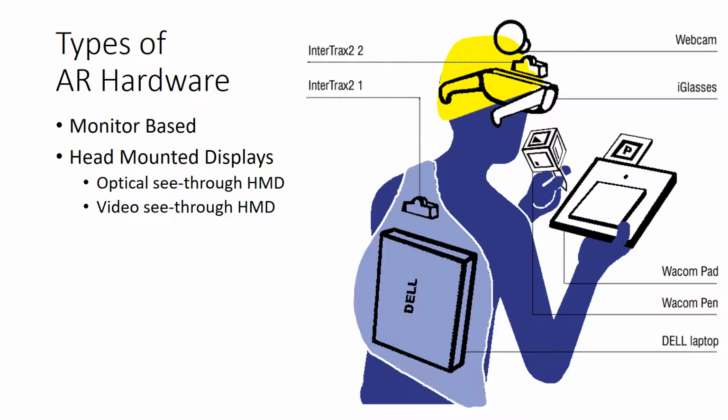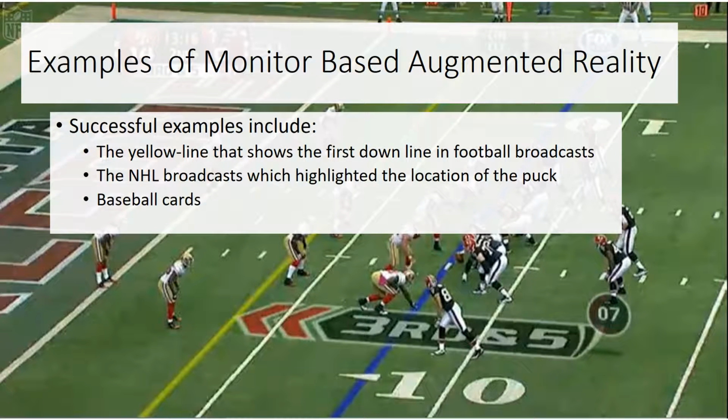There are two main types of hardware used to display an augmented reality to a user. There is a monitor-based and a head-mounted display. Between the head-mounted displays, there are two major types: the optical see-through head-mounted display and the video see-through head-mounted display. Some examples of monitor-based augmented realities would be the first down marker during most football broadcasts. Additionally, baseball cards now come with augmented reality functionality to enhance user experience.